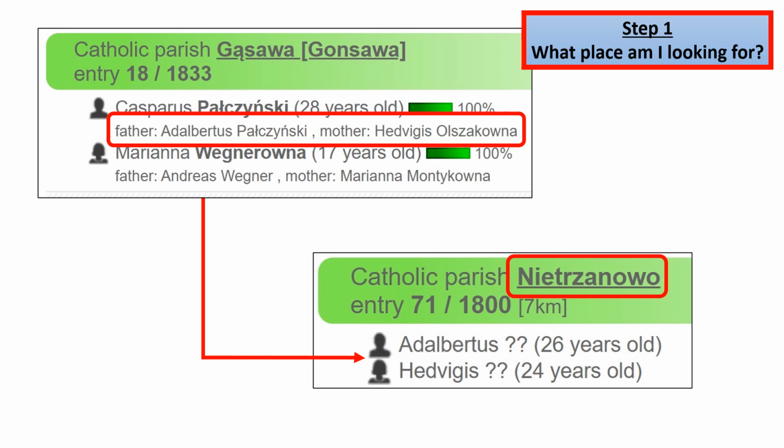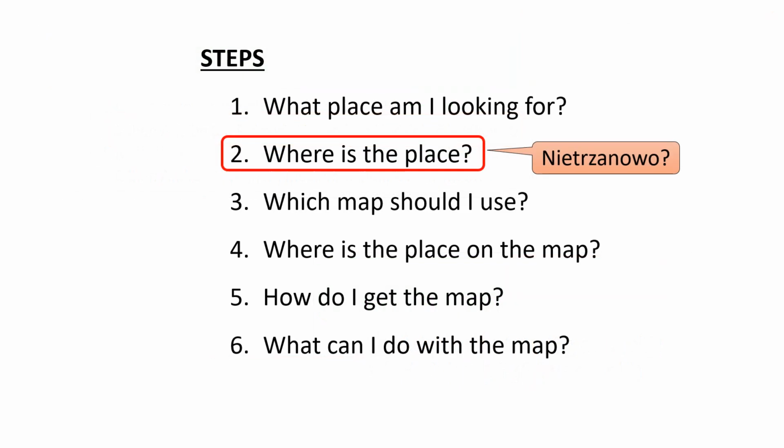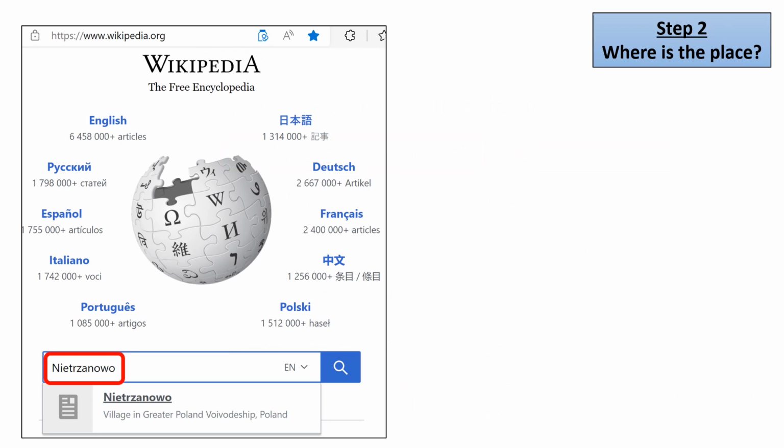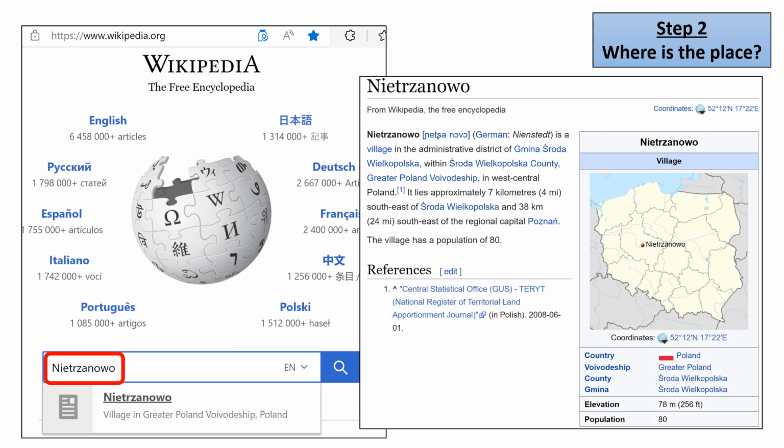Let's see what we can find out about Nieczanowo that can help us determine if Adalbertus and Hedwigas, with no last names, were really Kasparas' parents. For this second case study, we will use Wikipedia to find out where Nieczanowo is. Wikipedia has found Nieczanowo and revealed the important fact that the place has the German name Nyenstedt, which may be useful when looking for this place on old maps.